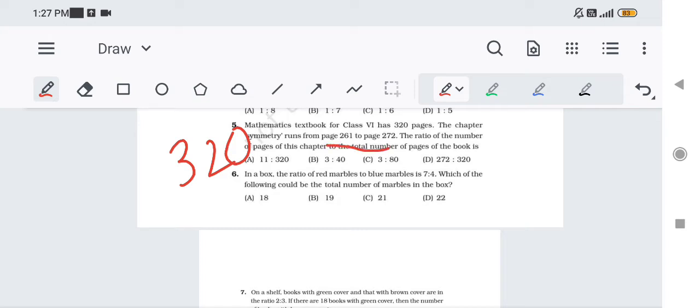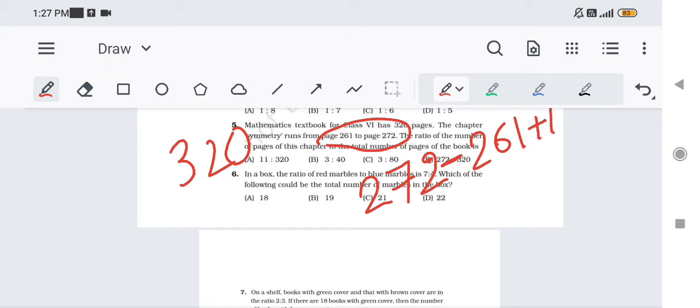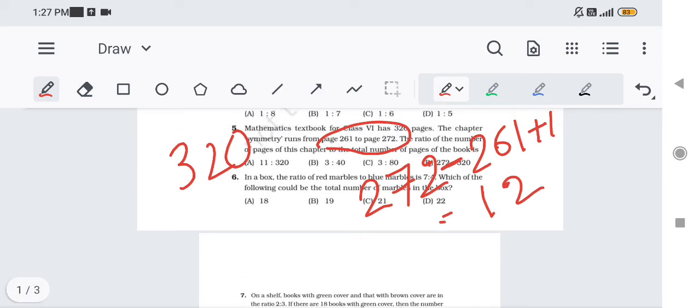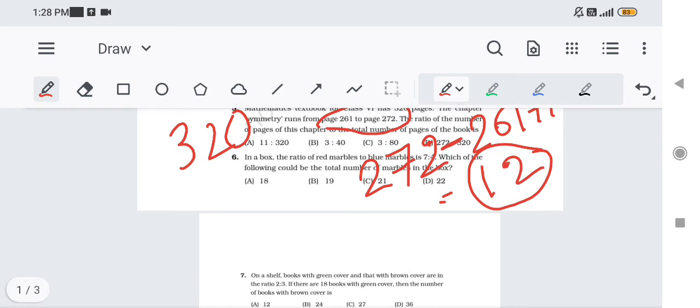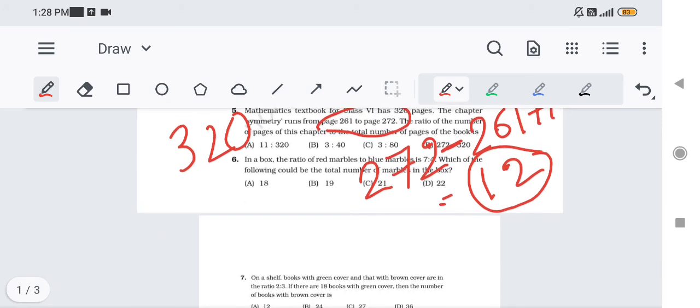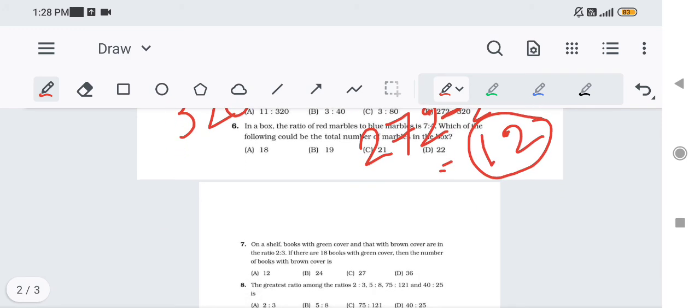So for that, as I said, we have to count the number of pages in this way: last term minus first term plus 1. Okay, now simply we have to count it in this way, and the answer will come 12:320. Because there are 12 pages in the chapter symmetry, and in the book the total number of pages is 320. So we have to find the ratio of the number of pages of this chapter to the total number of pages of the book, and let's find it.